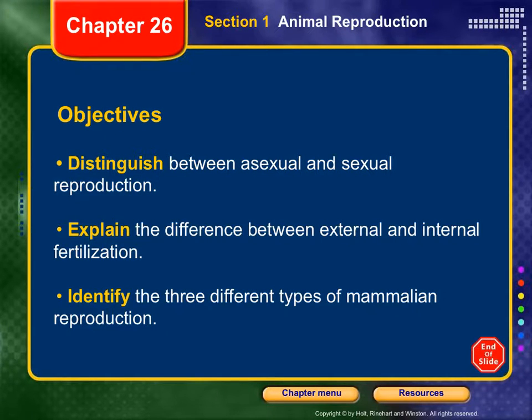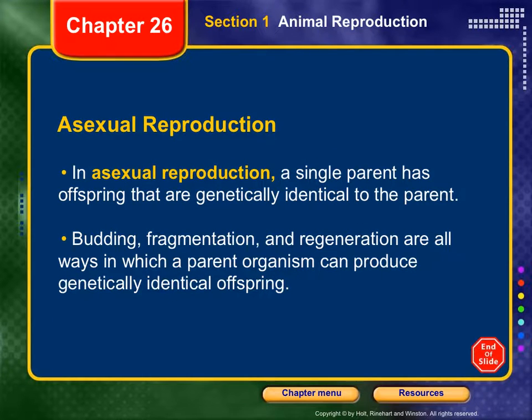So we've already talked about the difference between sexual and asexual reproduction. This year we've discussed that asexual reproduction involves a single parent, and the offspring are genetically identical to that one parent. So they are clones of the parent. Types of asexual reproduction include budding, fragmentation, and regeneration.